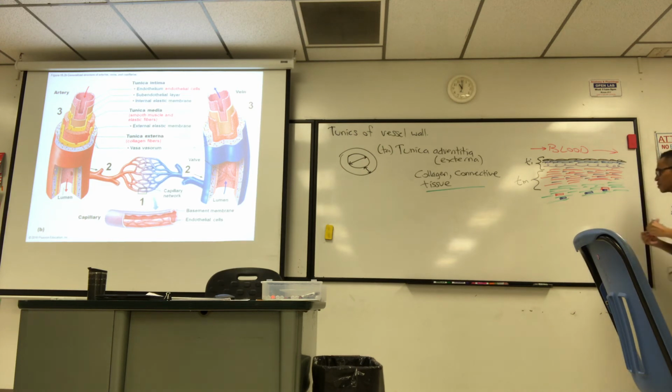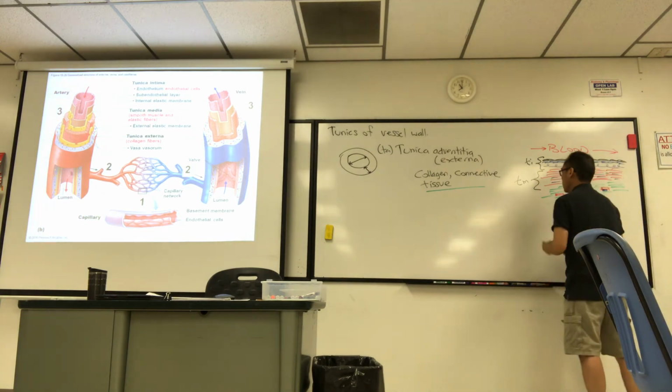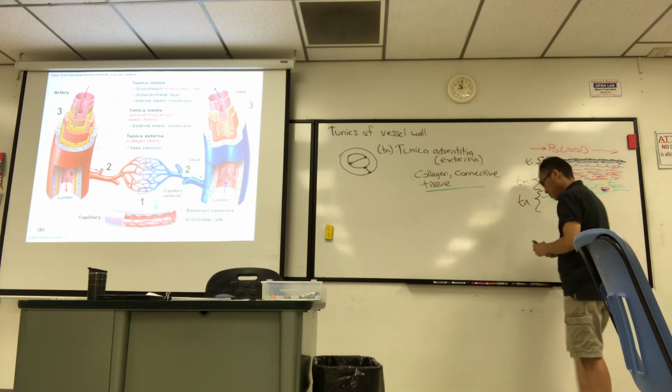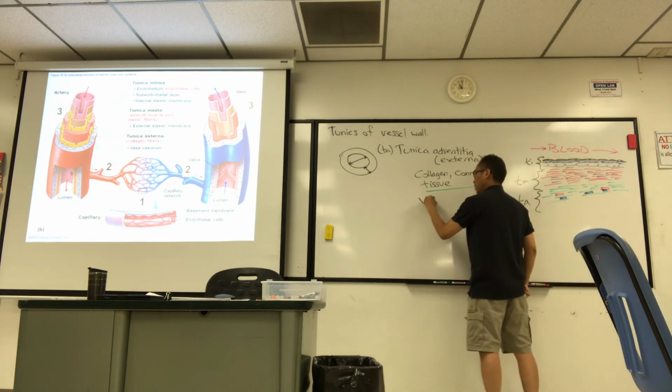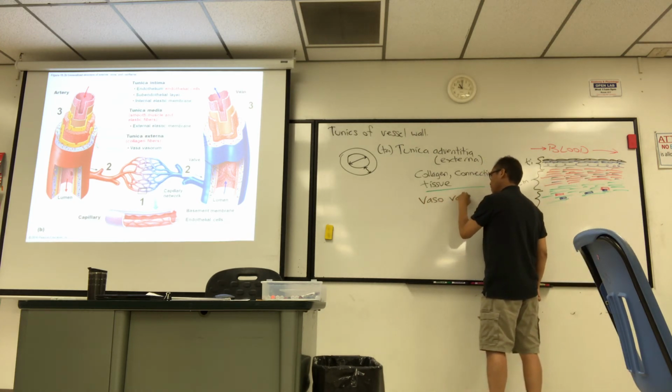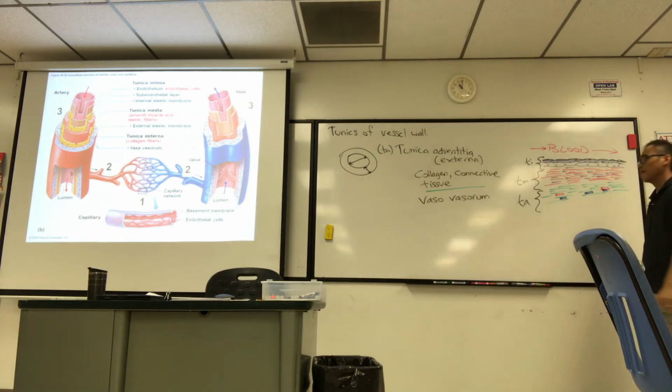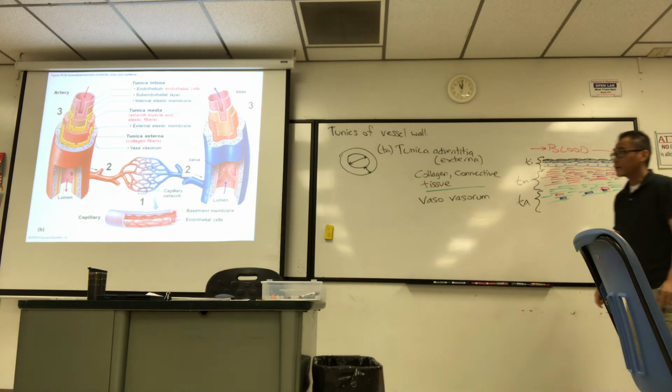Okay. And those little vessels of the vessel are called the vasa vasorum. They're contained within TA. This layer here, TA. Okay. Vasa vasorum. The vessels of the vessel is what that means, right? So that way there's blood supplied to the outer layers of these three layers, so to speak.